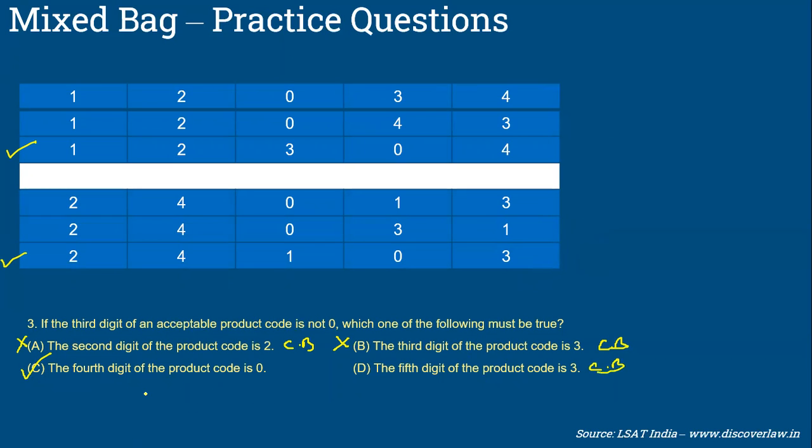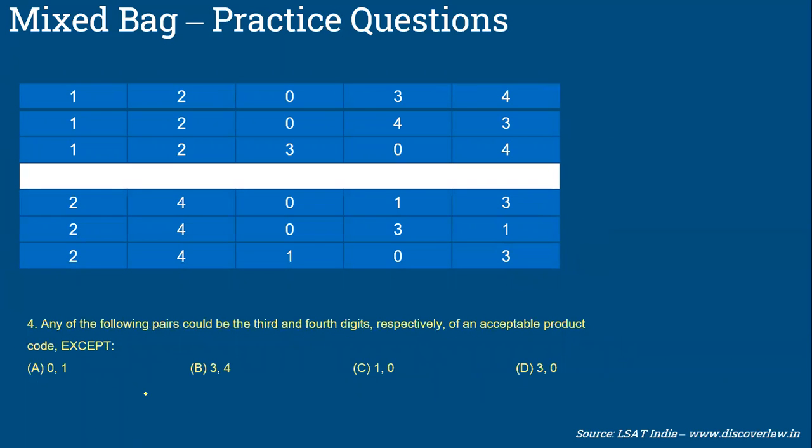The answer is C. Fourth, any of the following pairs could be the third and fourth digits, respectively, of an acceptable product code, except. Okay, so all these could be third and fourth, except. So 0 and 1 were here, so it is not except. 3 and 4. 3 and 4 has never come together in this position, so this is the except. This is the correct answer. 1 and 0 has come here together. 3 and 0 has come here together. This is the only except. So fourth, the answer is B.